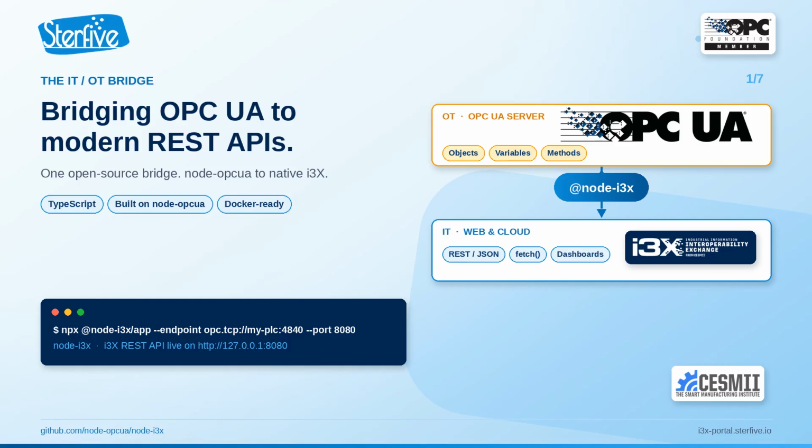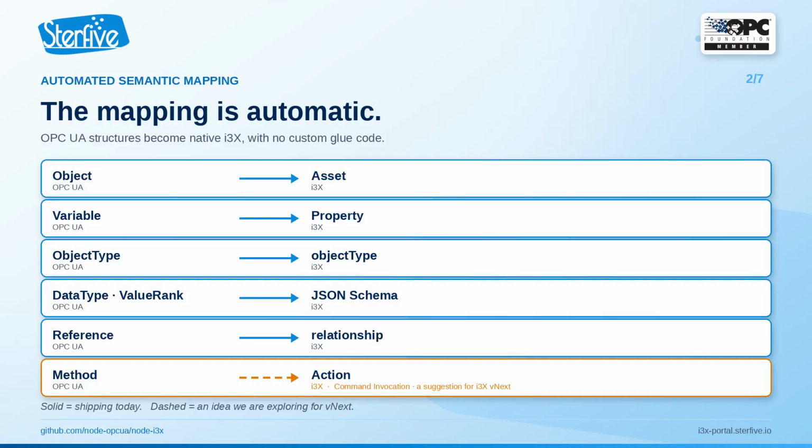Any OPC UA address space becomes a native i3X endpoint at the edge in one command. Instead of writing integration code, Node i3X maps your OPC UA model automatically. Objects become assets, variables become properties, references become relationships, and a recent addition, OPC UA data types and value ranks become full JSON schema, so every property is self-describing.